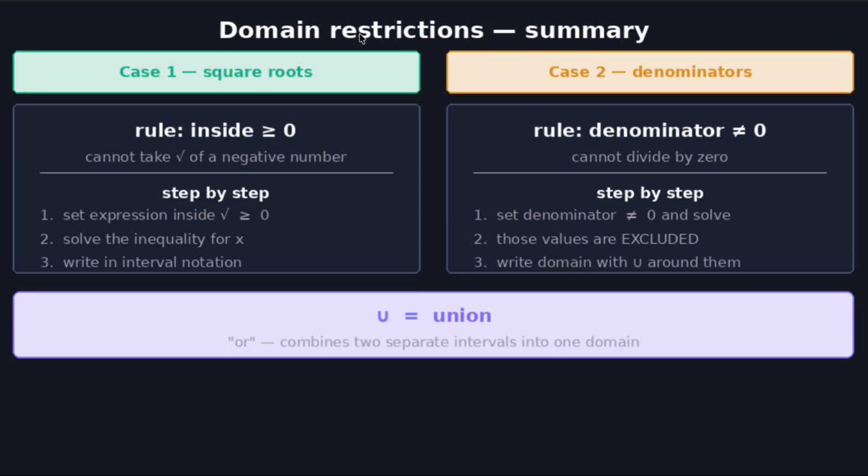For domain restrictions, square roots need the inside of the square root to be greater than or equal to 0, whereas for fractions, the denominator cannot equal 0.